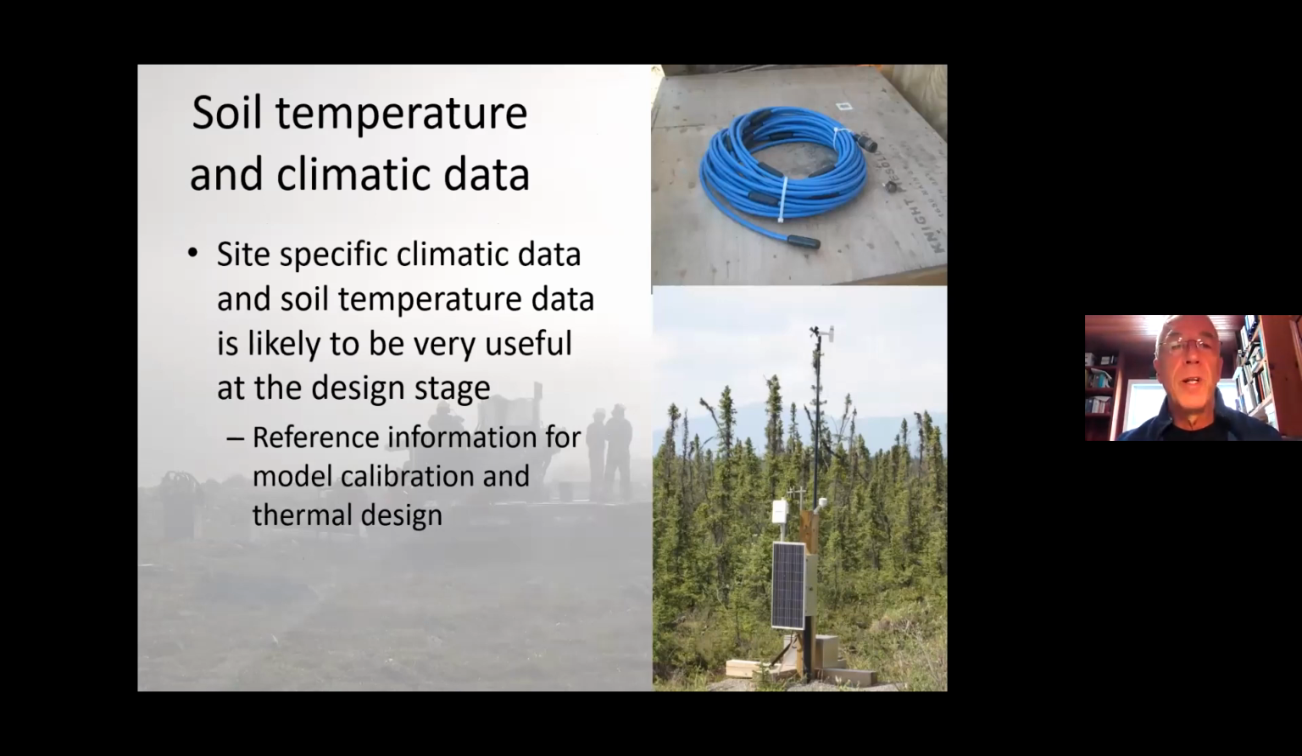Finally, soil temperature and climatic data is very important. Again, site-specific climate data is essential if you want to calibrate a model to your site. Again, you cannot use information from hundreds of kilometers away at different altitude, different latitude, and use that information for modeling. A model is going to be biased. So any bit of information that you get on soil temperature and air temperature, even if it's not for a full year, is going to be very useful to calibrate a model and do thermal design.